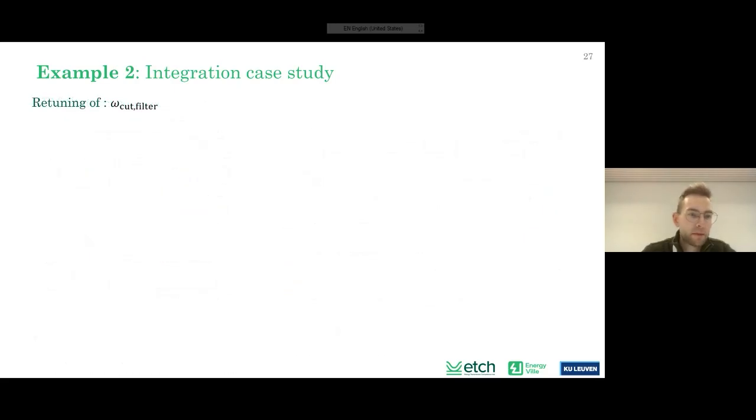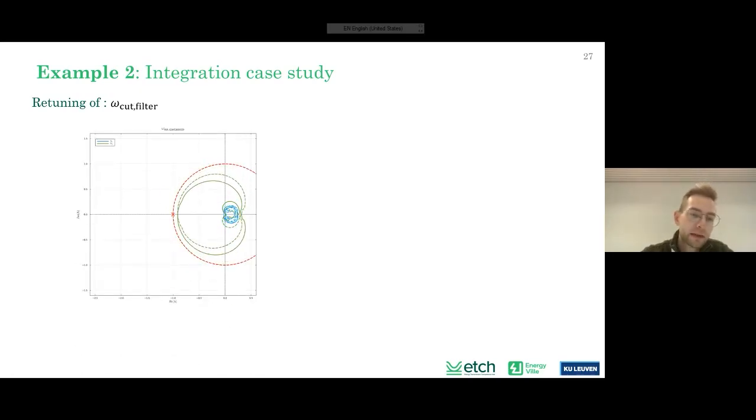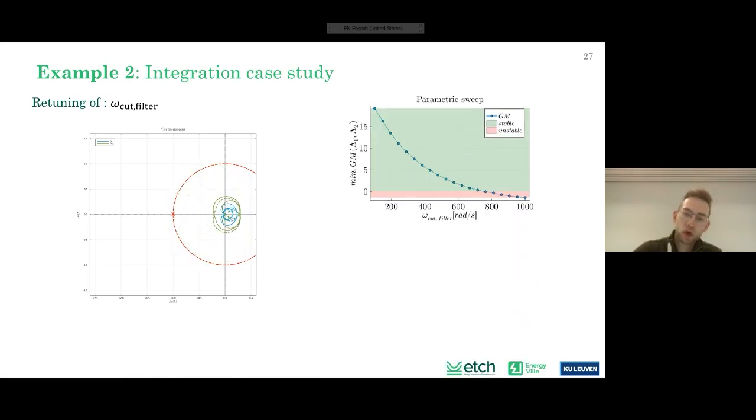So this is the bandwidth of a filter in the virtual impedance loop. And when you decrease the bandwidth of this filter, you see that the encirclement goes back. Basically, your eigenlocus retracts into the origin, and you don't have any encirclements anymore. And this is also shown in this figure.